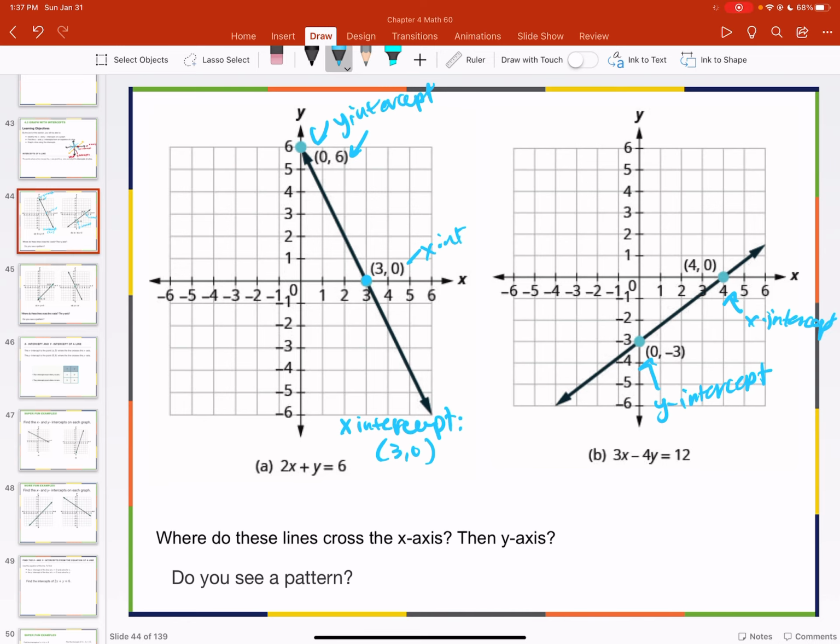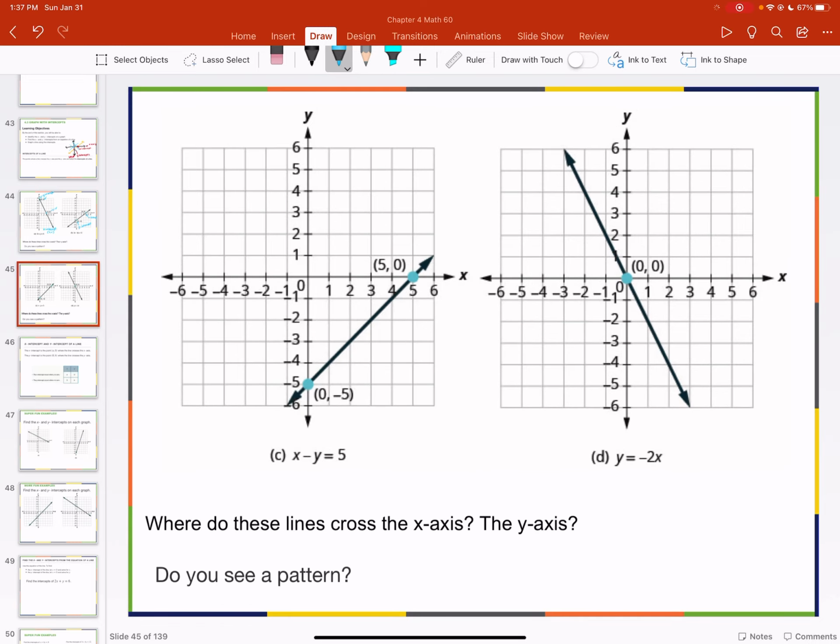Okay, so let's look at two more. Let's see if you can recognize a pattern. Here's another line. It crosses at 5, 0. This is the x-intercept because it crosses the x-axis. This one here crosses the y-axis. It's the y-intercept, the point being 0, negative 5. This is the graph, and this is the equation, x minus y is equal to 5. But if you have y is equal to negative 2x, there's only one intercept, and that's at the origin.